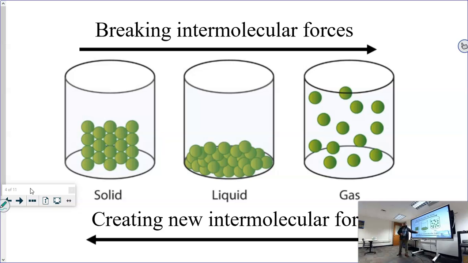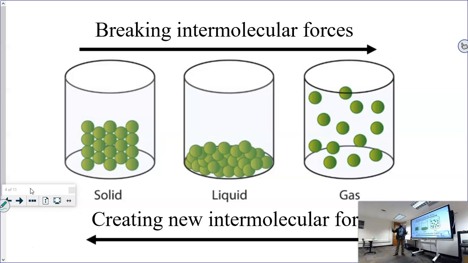The bottom arrow is showing the exact opposite, right? Instead of breaking your intermolecular forces to change phase, you could totally create new intermolecular forces to change phase, and that would be condensing, freezing. We've talked about that kind of. I don't know if we've used intermolecular forces as the context, but that's what's happened.